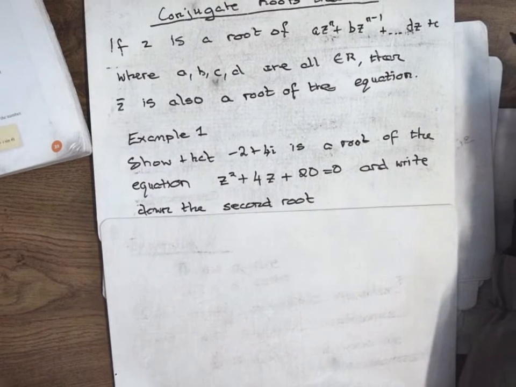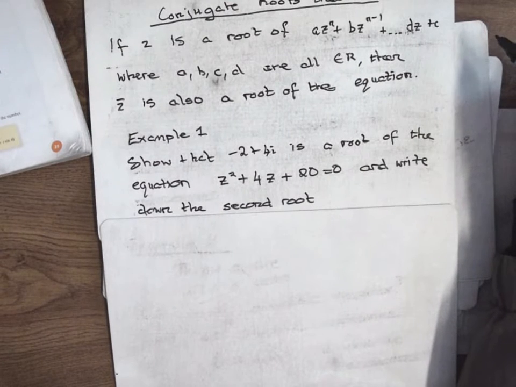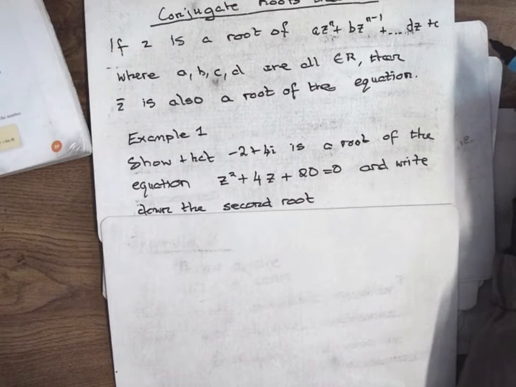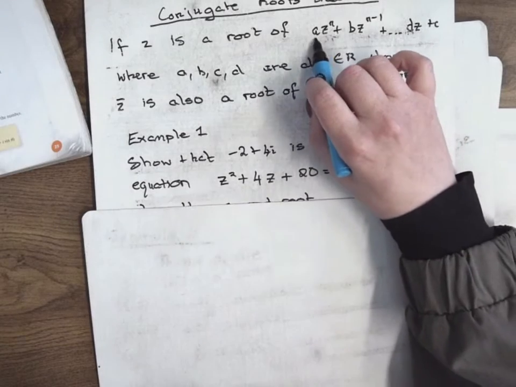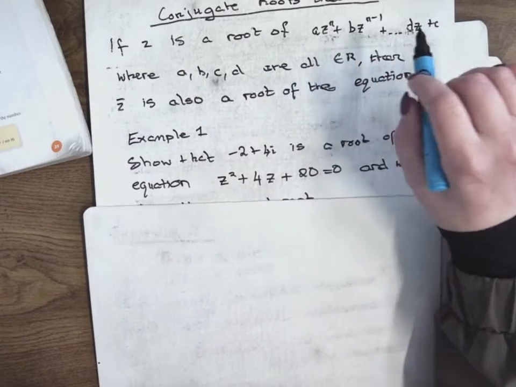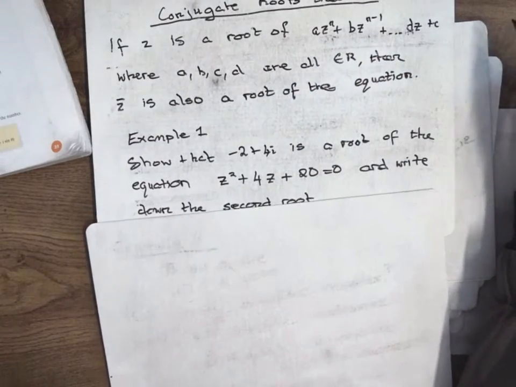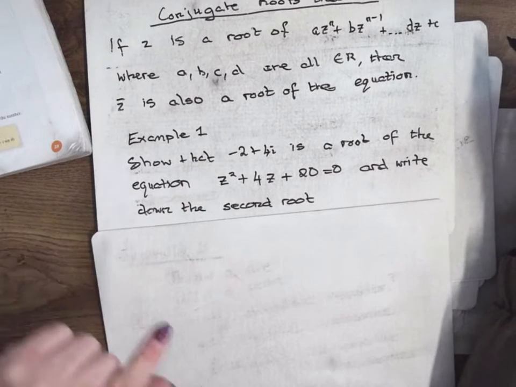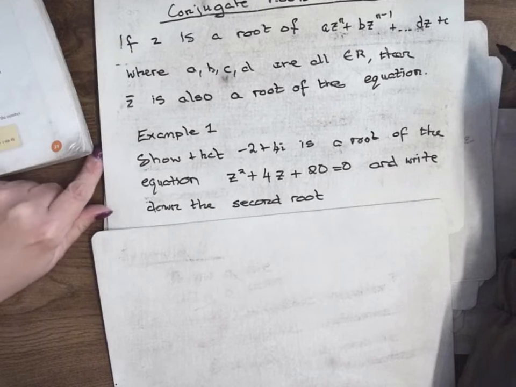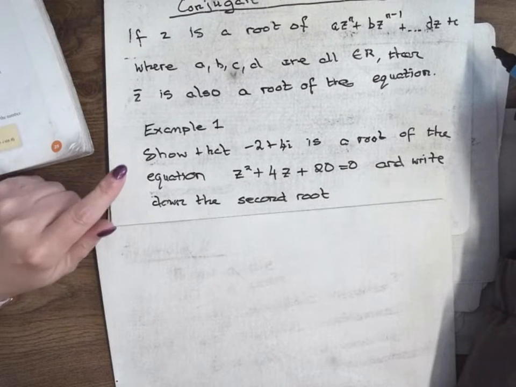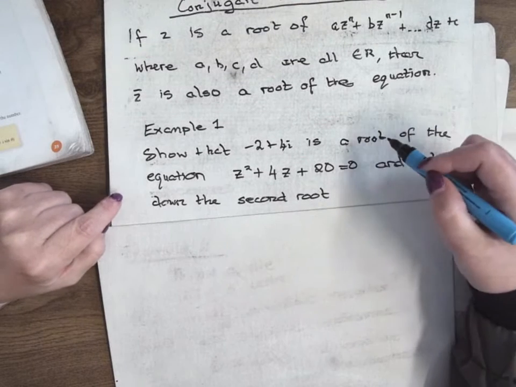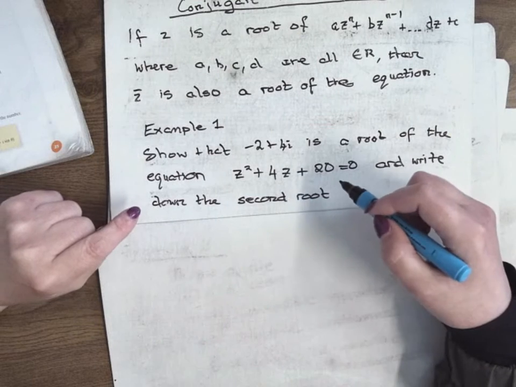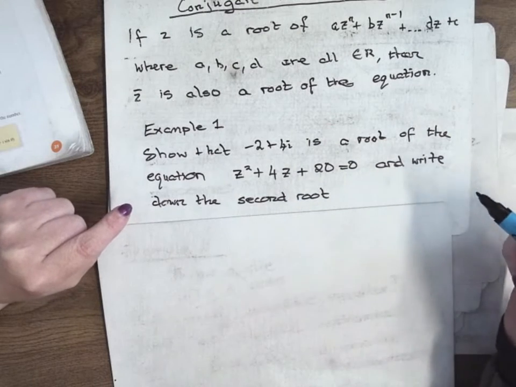I've seen an exam question where they haven't been real and they ask you why it isn't a root. So the coefficients of the z terms must be real numbers. Right, so we'll do a few examples that make more sense then. Example 1: show that minus 2 plus 4i is a root of the equation z squared plus 4z plus 20, and write down the second root.